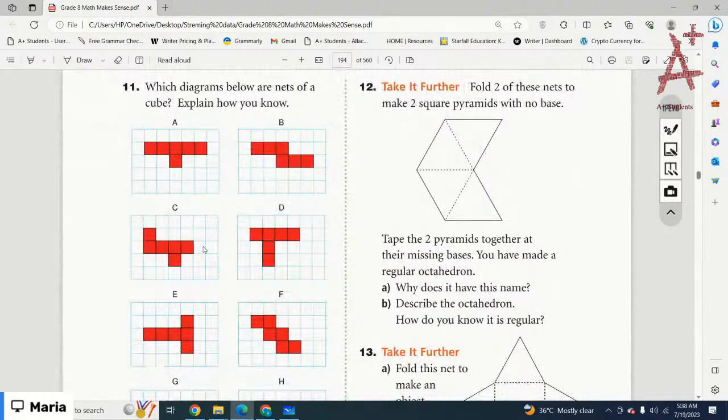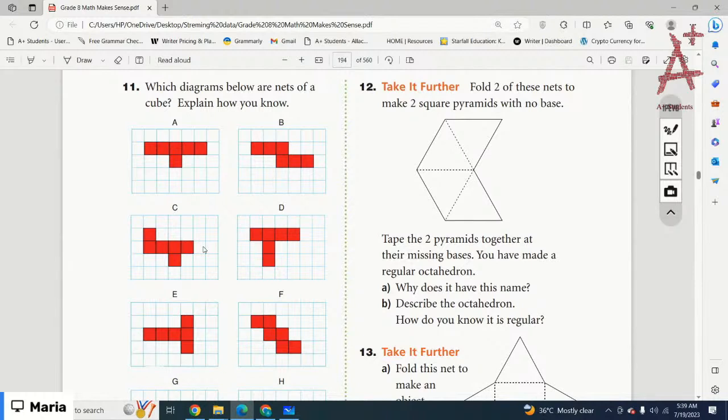Question number 12. Take it further. Fold two of these nets to make two square pyramids with no base. Tape the two pyramids together at their missing bases. You have made a regular octahedron. Why does it have this name? Describe the octahedron. How do you know it is regular?